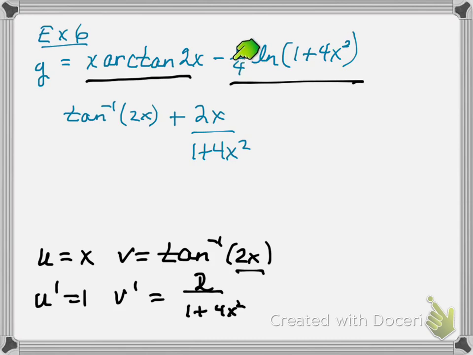Alright, then I have a minus sign with a 1/4, and the derivative of a logarithm is always 1 over that value, and then because it's more complicated than an x, I multiply times the derivative of the inside here. So the derivative of this would be an 8x. So I'm multiplying times an 8x.